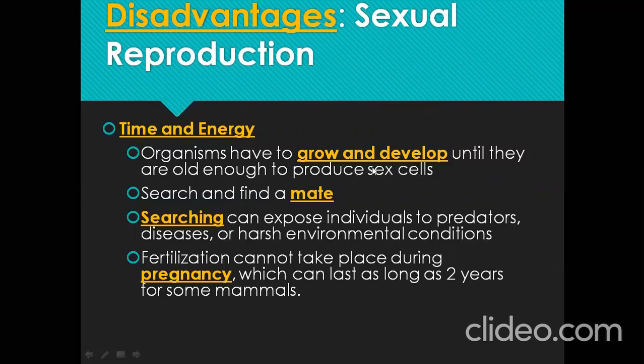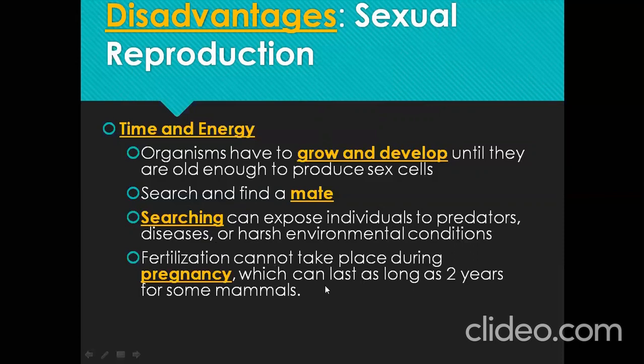So it's time consuming. And they must search for and find a mate. Organisms have to search for a mate from another partner. Searching can expose the individual to predators. We can take the example here of animals. This searching can expose an individual to predators, disease, or harsh environmental conditions.